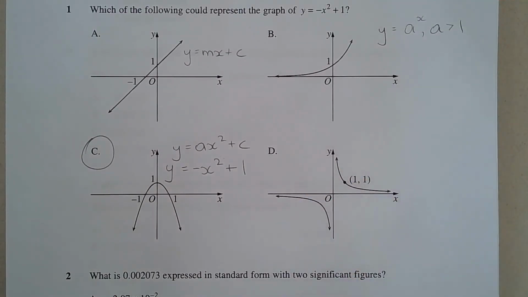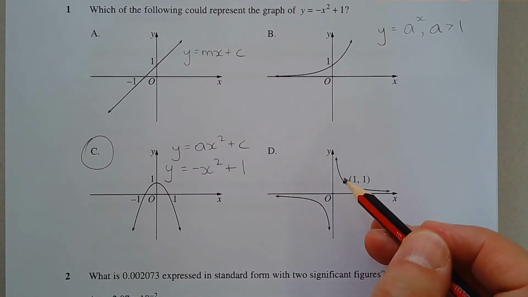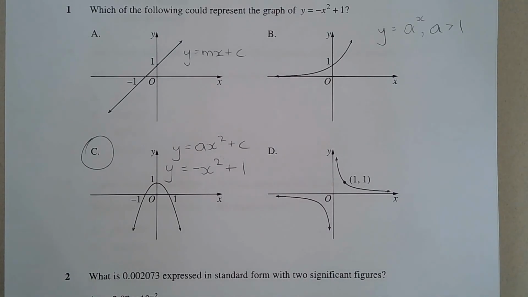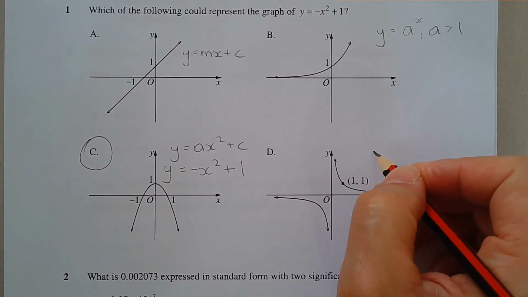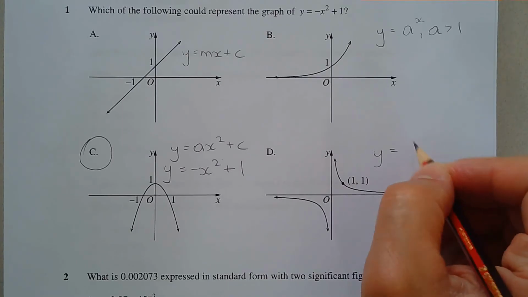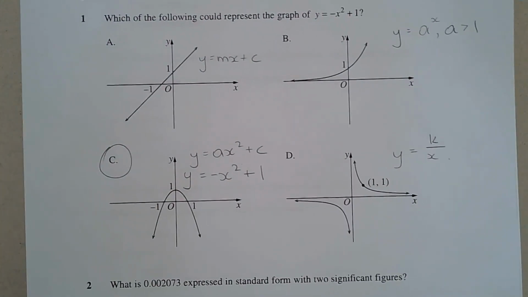This one, a graph that has two branches, gets close to the y-axis but doesn't quite touch it, or gets close to the x-axis but doesn't quite touch it. So we call that asymptotic, or approaching an asymptote. This one is a hyperbola, okay? And this one's of the form y equals k on x. Okay, so you might recall having seen these. So it's option C.